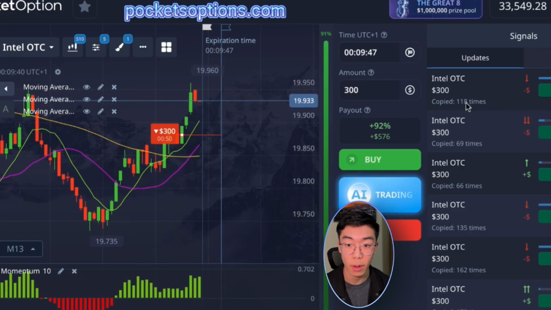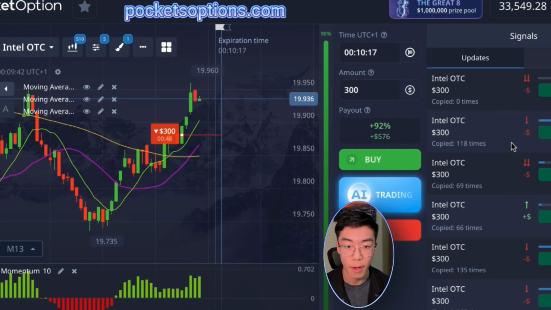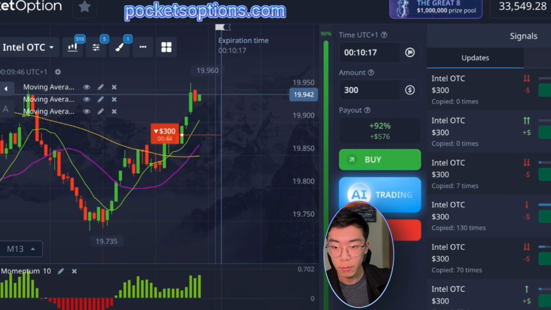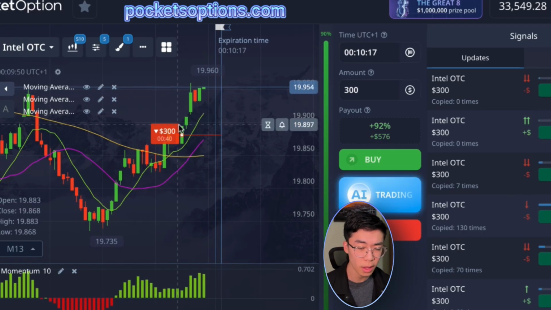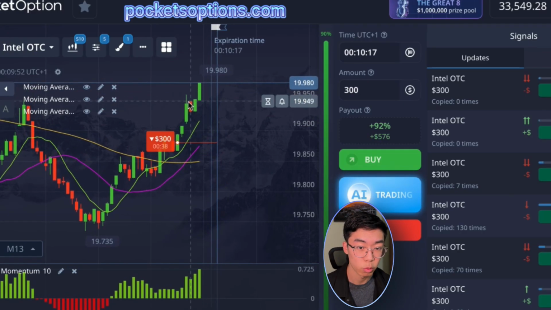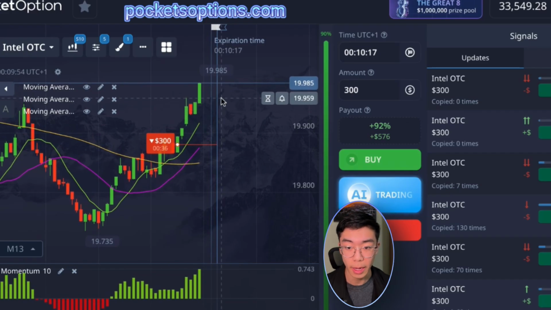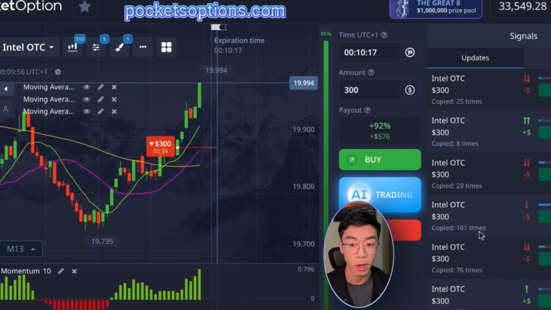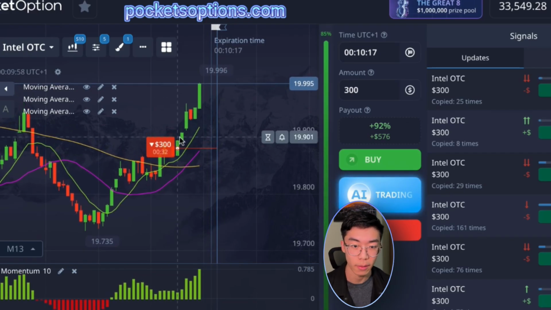About 118 people have bet that it'll go down within the next 45 seconds or so. So a lot of people bet that it'll go down right when it hit this level, but now it might actually be breaking out. So now actually about 161 people have bet that it'll go down.